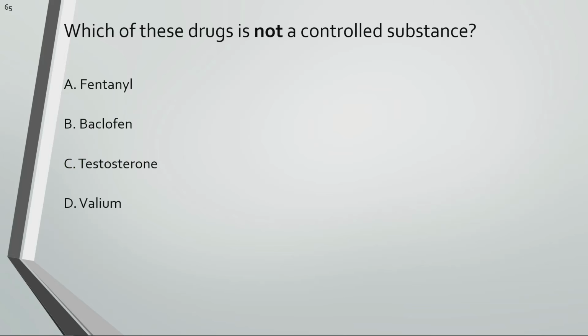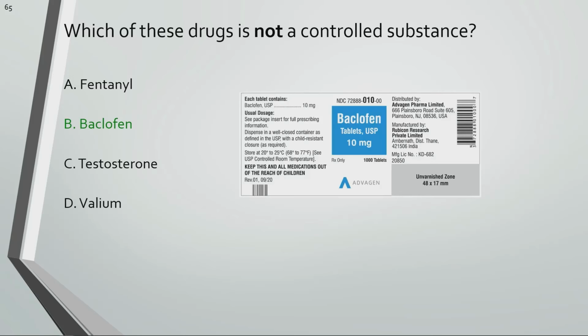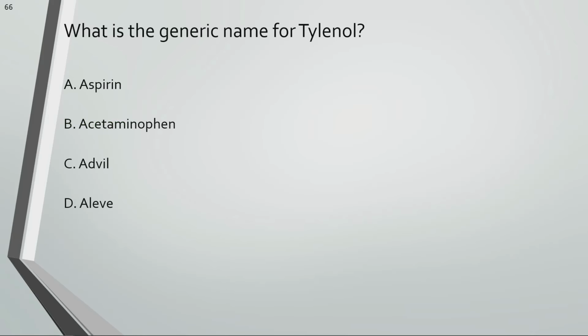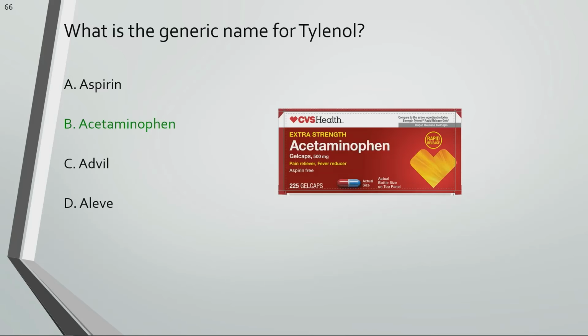Which of these drugs is not a controlled substance? Fentanyl is a C2 drug, testosterone is a C3, and Valium is a C4 drug. Baclofen is not a controlled substance. What is the generic name for Tylenol? Acetaminophen is the generic name for Tylenol. Aspirin's brand name is Ecotrin, Advil is ibuprofen, and Aleve is naproxen. These are all over-the-counter pain relievers.